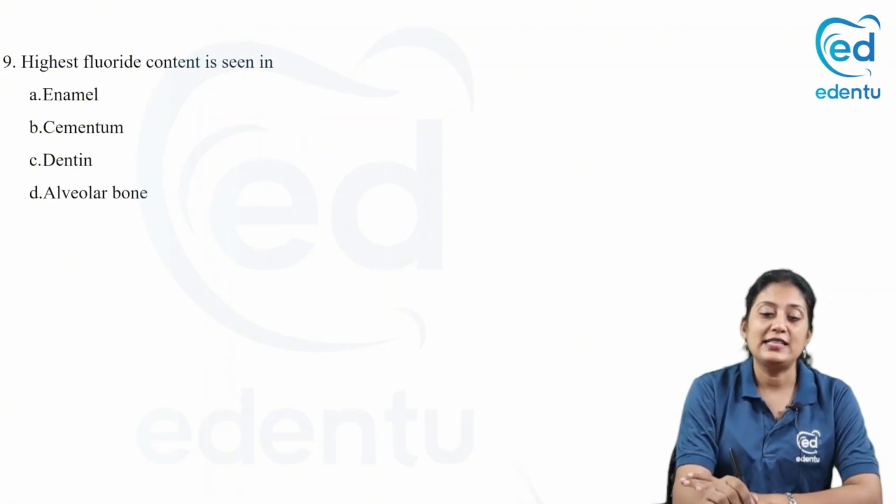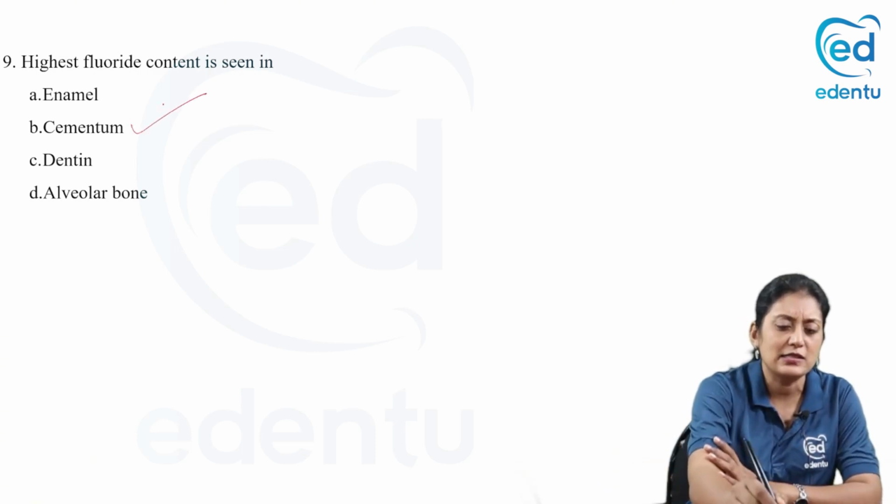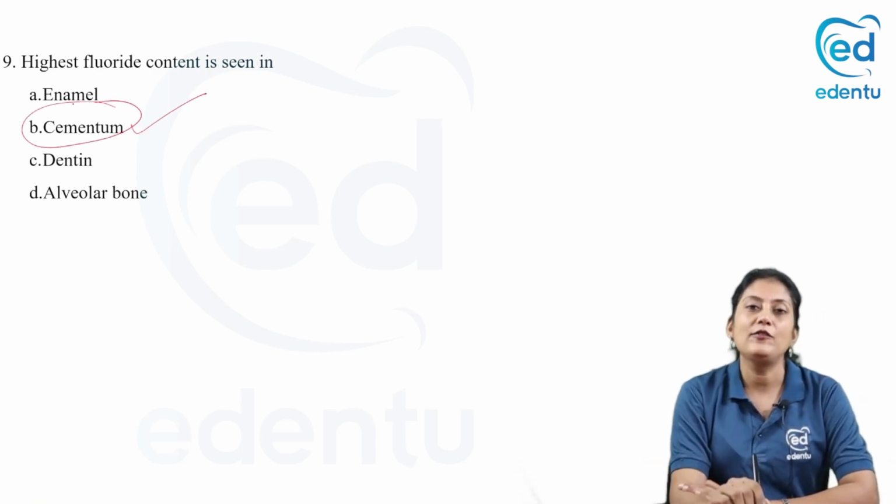Highest fluoride content is seen in which tissue? This is also a very frequently repeated, straightforward question. The answer is cementum. The highest fluoride content will be seen in cementum.